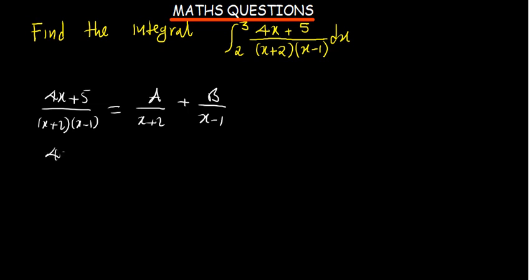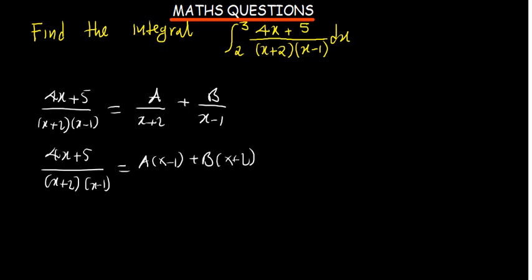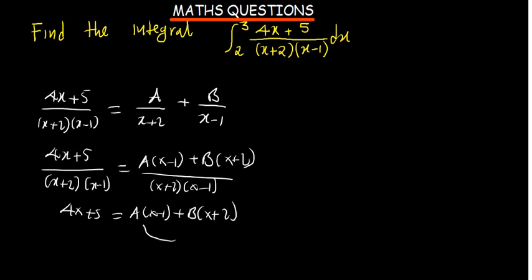So this gives us (4x + 5) divided by (x + 2)(x - 1) being equal to, multiplying this out, A(x - 1) + B(x + 2), and then also in the denominator (x + 2)(x - 1). Since the denominators are the same, that means that even the numerators are the same. 4x + 5 is equal to A(x - 1) + B(x + 2). So I can cancel out A by letting x be equal to 1.